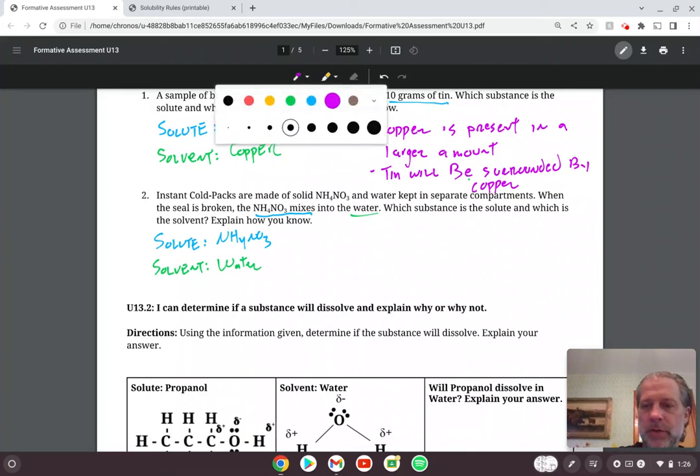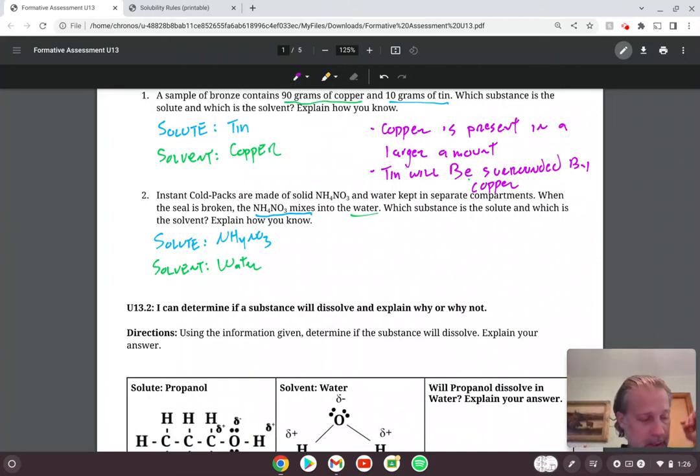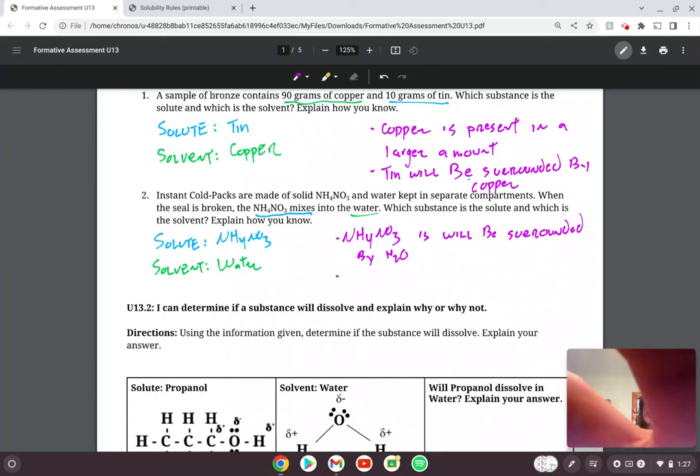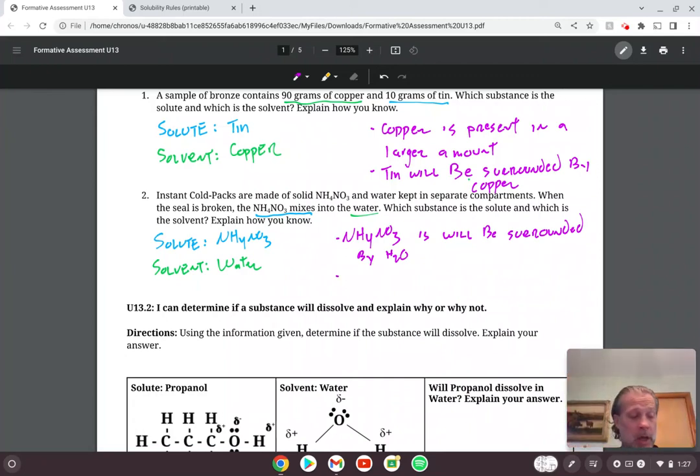Our reasoning or explanation for that would be that the NH4NO3 is in smaller amount. Actually, it doesn't even tell us that, which is something we might want to make an assumption about, but that's something we don't know for a fact. So based on what it says, that it's mixing with water, we could say that the NH4NO3 will be surrounded by water. And we could also say that the NH4NO3 will break down when it gets surrounded.